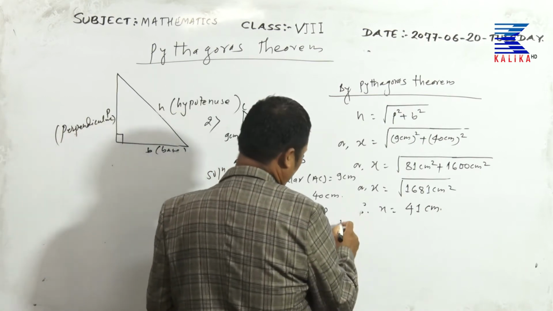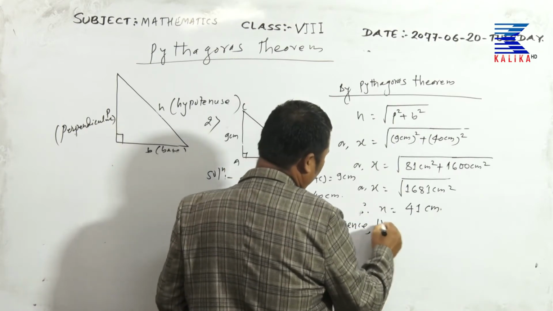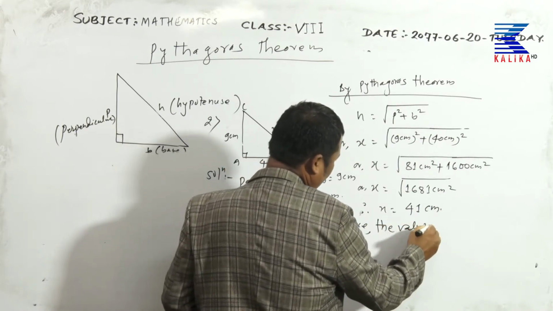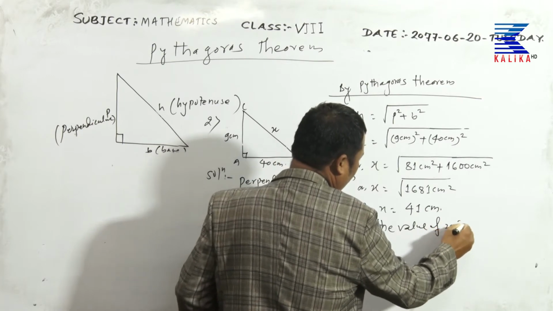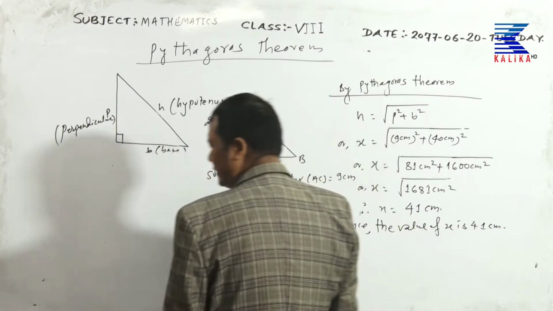Hence, the unknown term is 41 cm. Hence, the value of x is 41 cm.